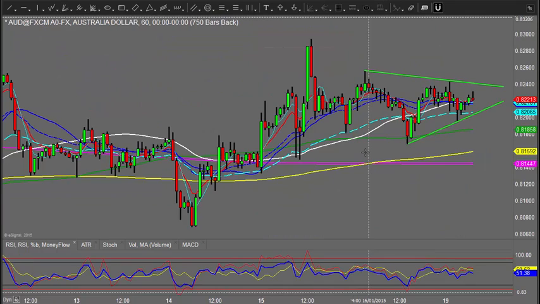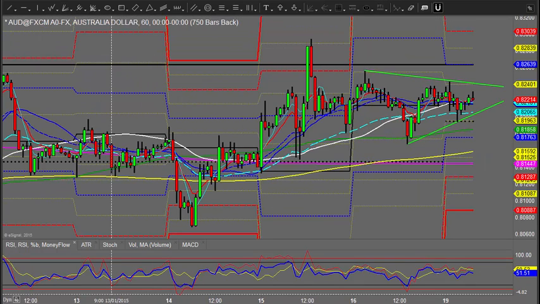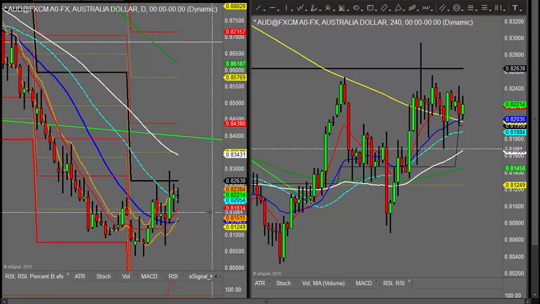So I remain neutral on the dollar yen. Finally then, the Aussie dollar.